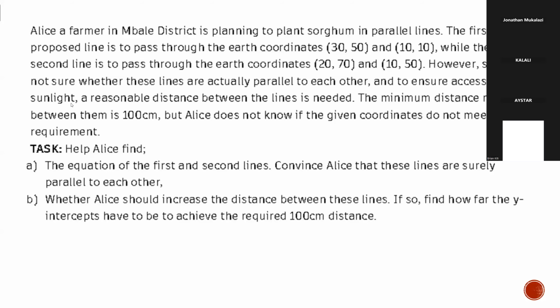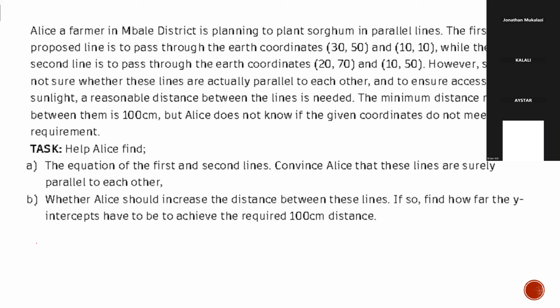Okay, so this is question 3. I hope you can all hear me. It's a lengthy question. It's about Alice, a farmer in Bale district, who's planning to plant sorghum in parallel lines.